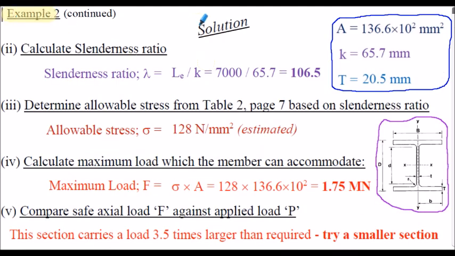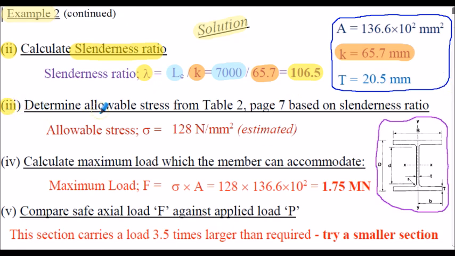Example 2, solution continued. Just repeated some of the properties from the previous slide here for reference. So now we have to calculate the slenderness ratio, lambda. That's the effective length, LE, which is 7,000 millimeters, divided by the least radius of gyration, 65.7 millimeters. So the slenderness ratio evaluates to 106.5.